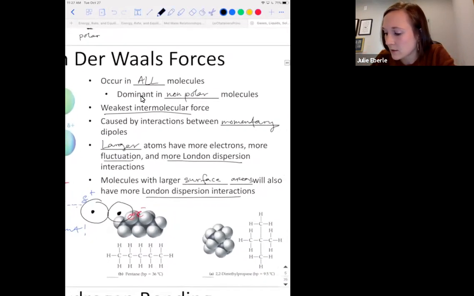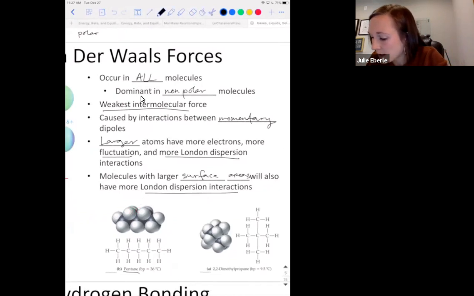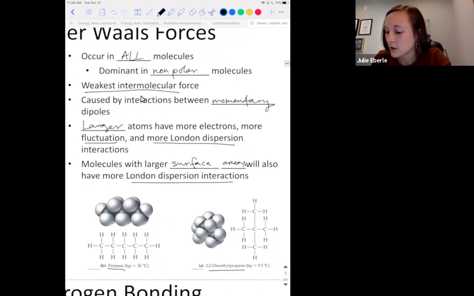How does surface area affect anything? I'm going to erase a little bit so that you can see. Well, let's look at pentane here and 2,2-dimethylpropane. What I notice is if you look up the molar mass of these things, it's the same. We have the same number of carbons and hydrogens in these structures, 5 carbons on each side, and 12 hydrogens in each structure. Both of these have 5 carbons and 12 hydrogens. So they're the same mass, essentially.